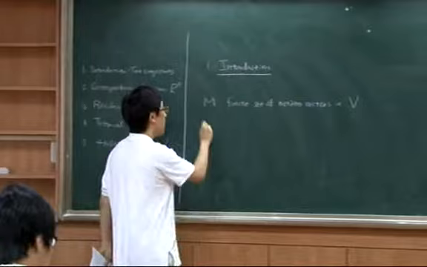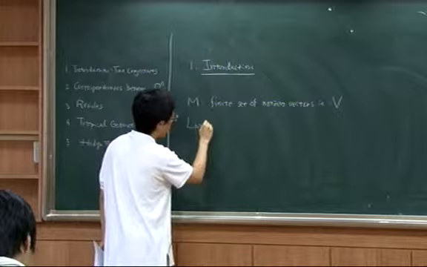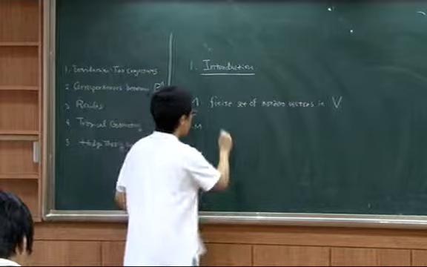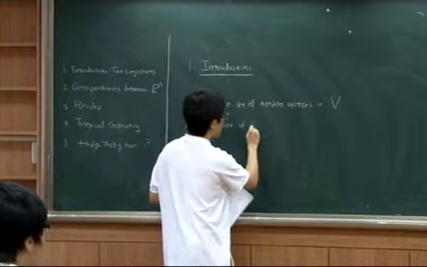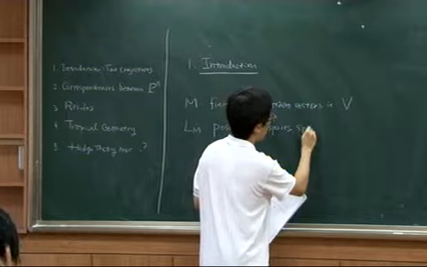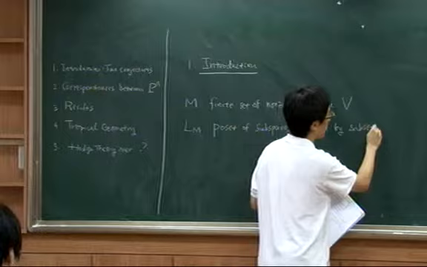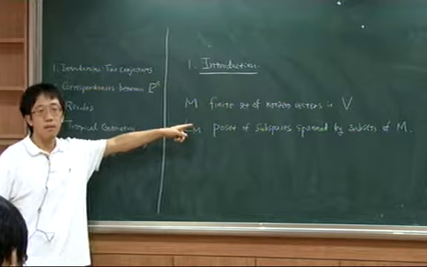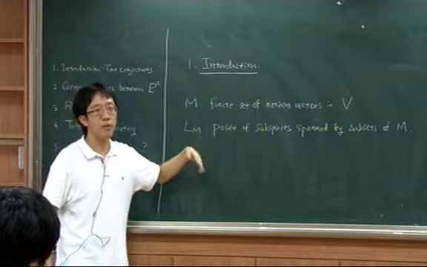And whenever I have such vectors, I'll associate a poset, which I call L of M, the so-called lattice of flats, which is the poset of subspaces spanned by subsets of M. So the elements are the subspaces, and it is partially ordered by inclusion of subspaces.